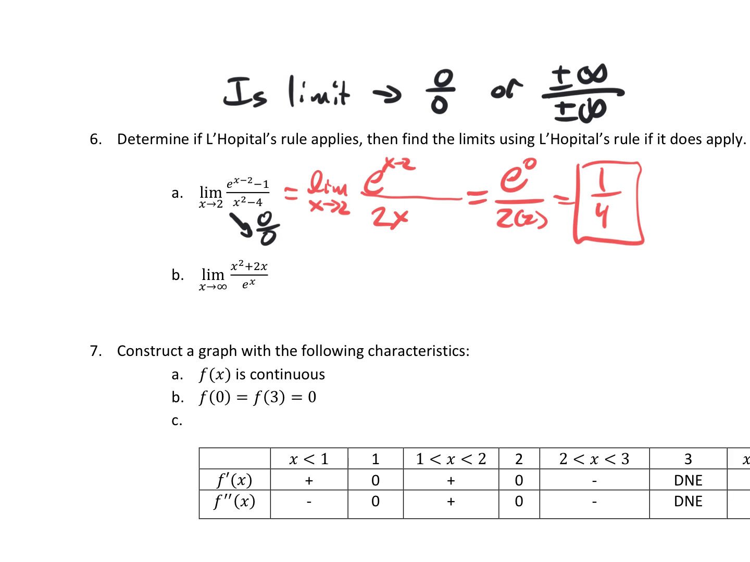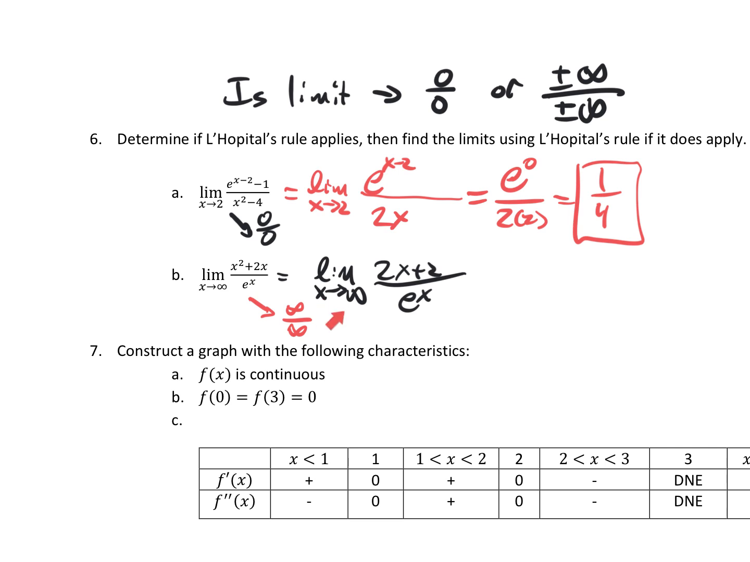All right, how about this one? As we go to infinity, we have infinity squared plus 2 times infinity. That's going to infinity. And on the bottom, it's also going to infinity. So it's going to positive infinity over infinity, which means L'Hopital's rule applies. So let's take the derivative of the top and the bottom. The derivative of the top is 2x plus 2. The derivative of the bottom is e to the x.